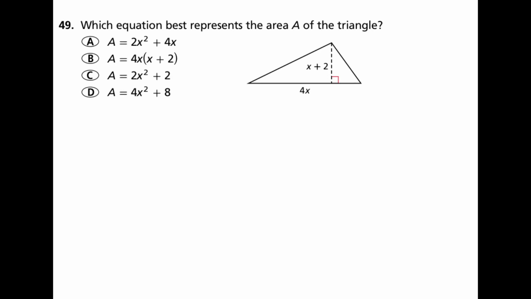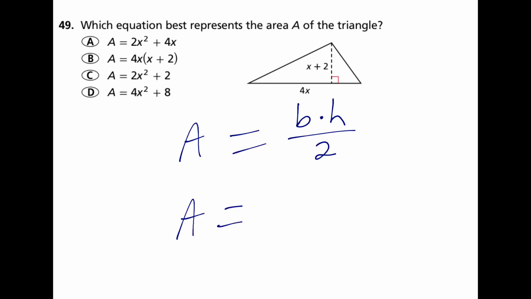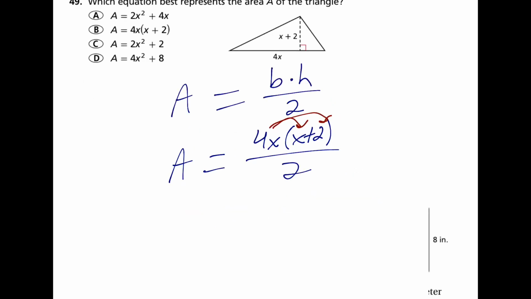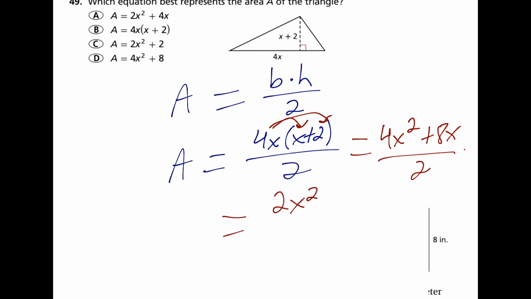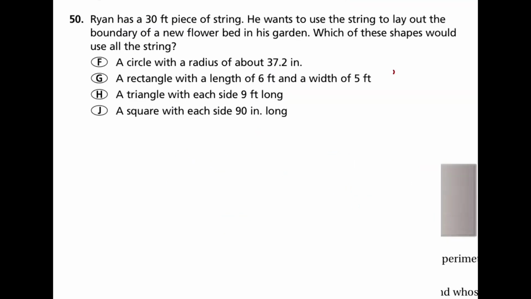Plugging the values from the figure into our area equation, we have area is equal to base times height divided by 2. So here the height is x plus 2, and the base is 4x. We don't see exactly that over here, but then we can distribute, and this is equal to 4x squared plus 8x divided by 2. And if we divide both of these by 2, we end up with 2x squared plus 4x. A.